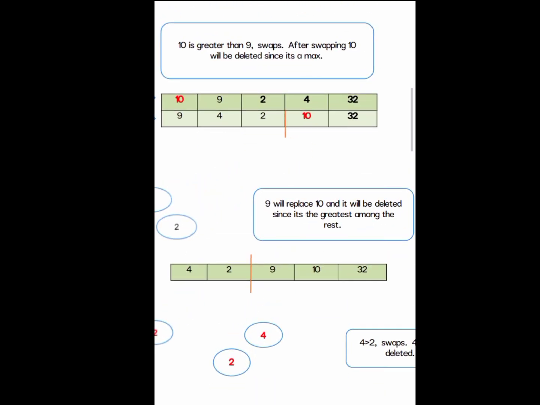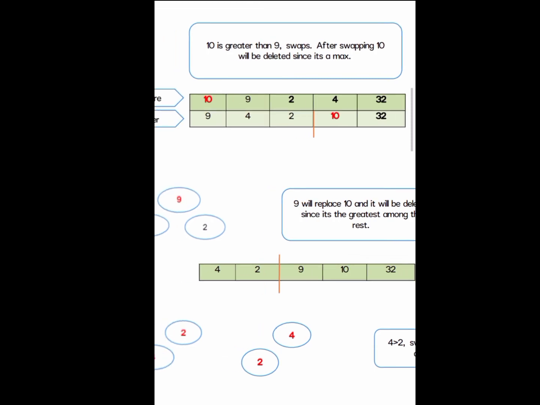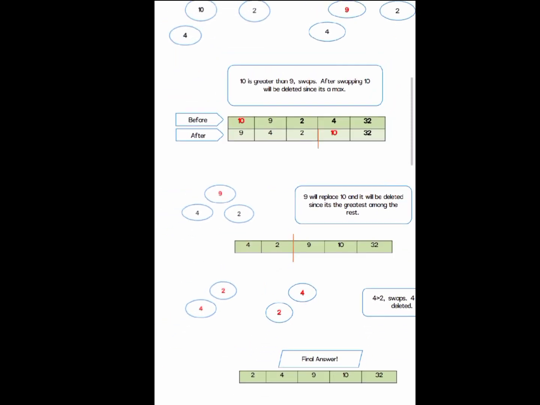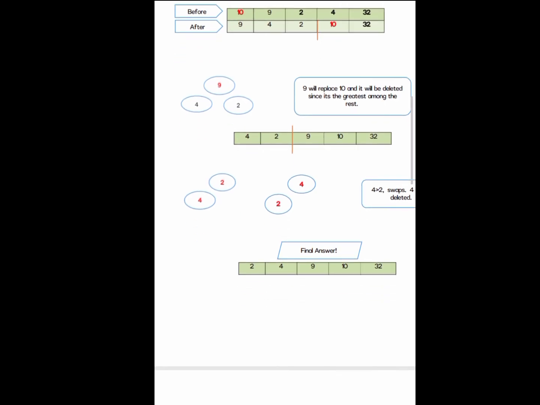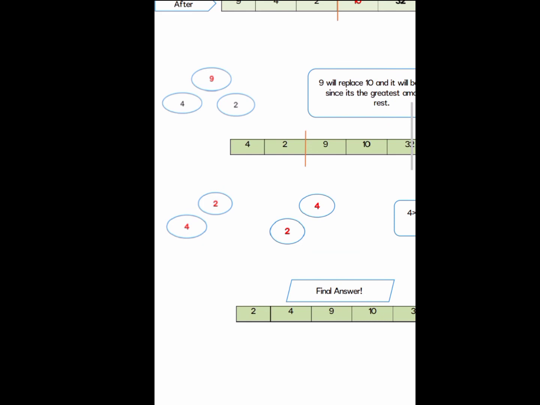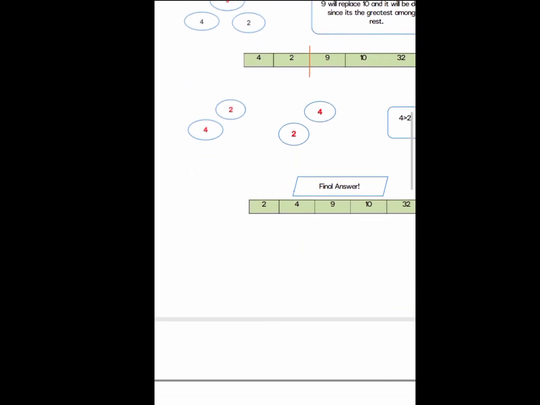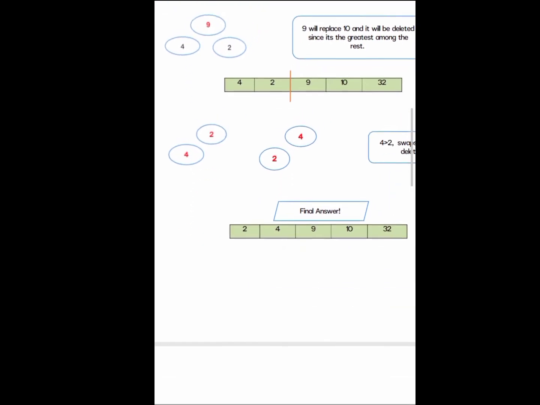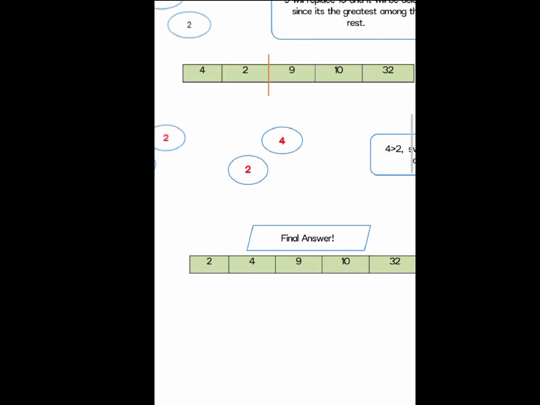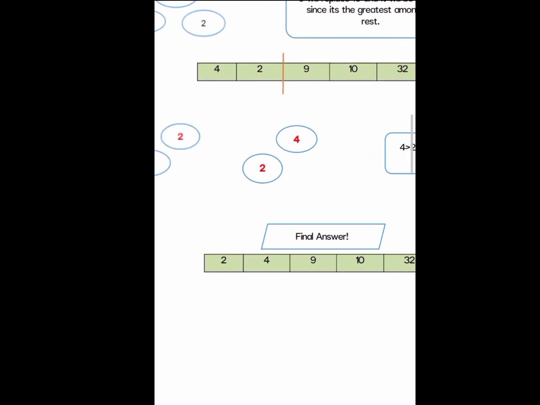When it's deleted, then it will proceed to the list. 10 and 32 are already a sorted array. Then 9, 4, and 2 will be our unsorted array. Since 9, 4, and 2 have been left, 9 will be placed on the top. Since 9 is a max heap, then it will be deleted from the array. The sorted array will be 9, 10, and 32, while the unsorted will be 4 and 2.